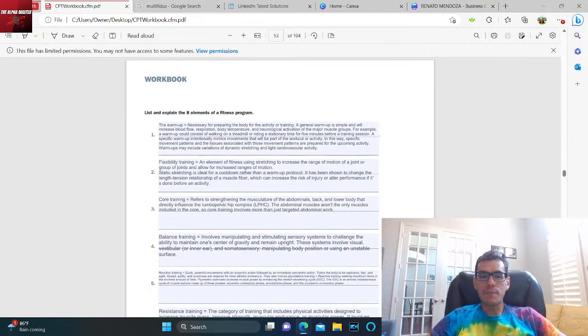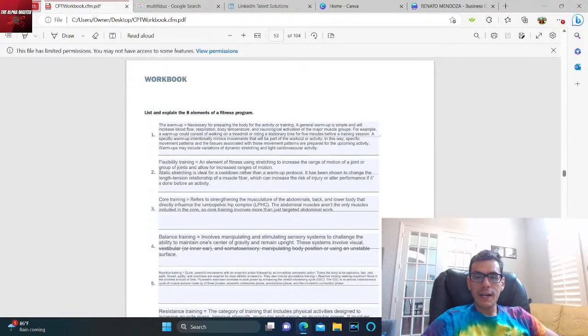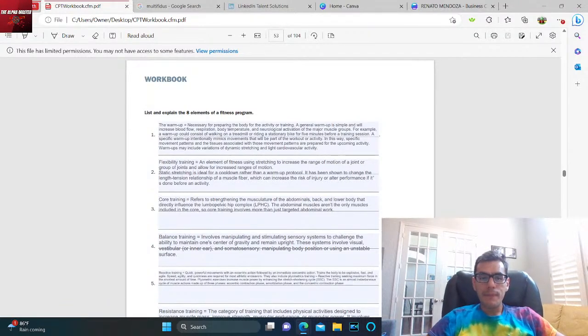In this way, specific movement patterns and the tissues associated with those movement patterns are prepared for the upcoming activity. Warm-ups may include variations of dynamic stretching and light cardiovascular activity.